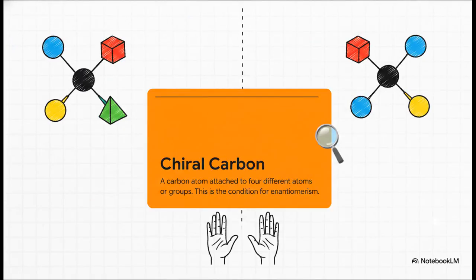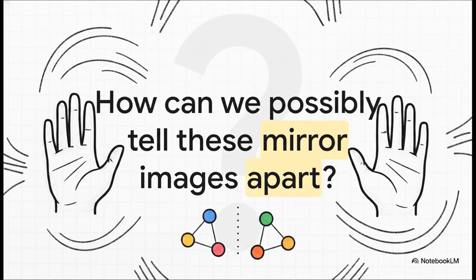So what's the secret ingredient? How does a molecule get this handedness? It all comes down to something called a chiral carbon. All that means is that you have a carbon atom in the middle that's bonded to 4 totally different things. That asymmetry is the magic trick that makes having a non-superimposable mirror image possible. This leads to a really interesting problem, doesn't it? If these enantiomers have identical physical properties, like their boiling points, how in the world can we tell them apart?